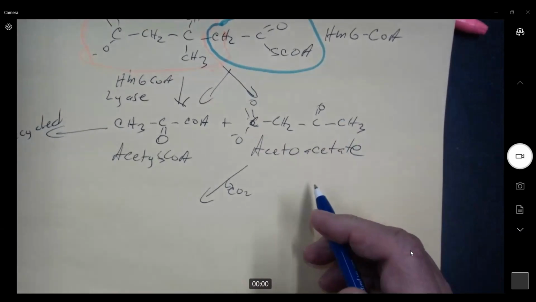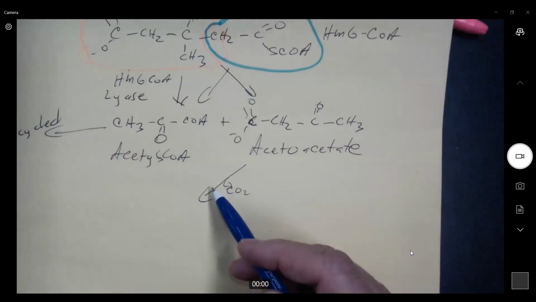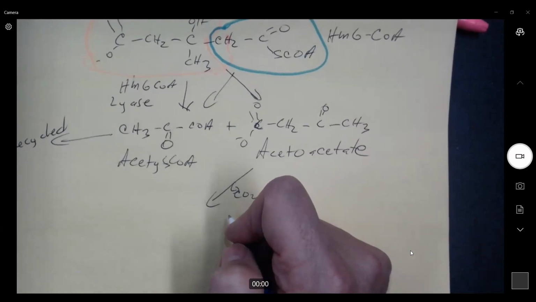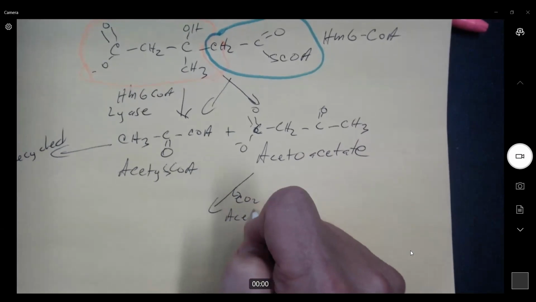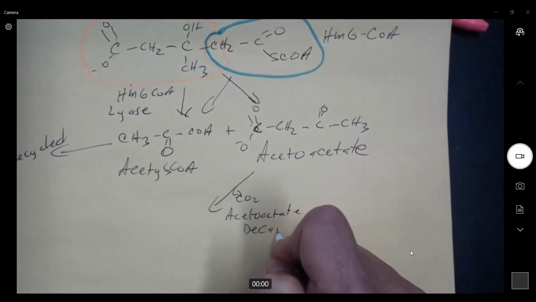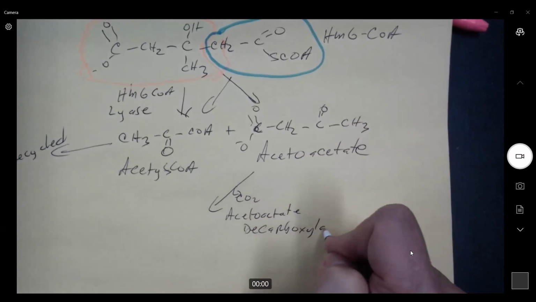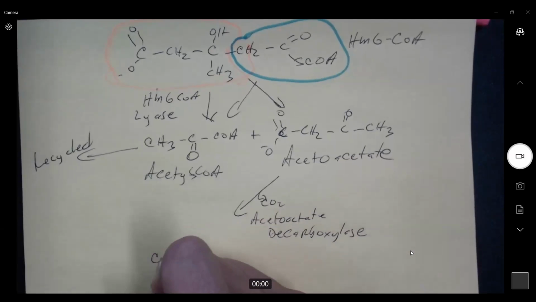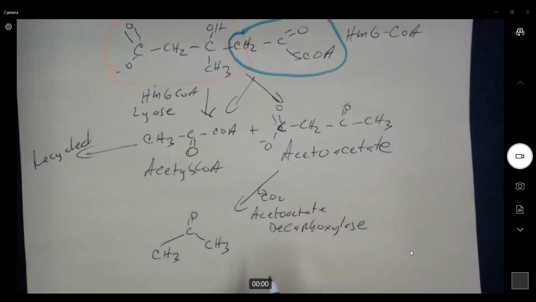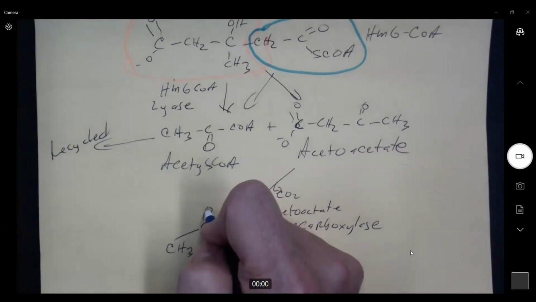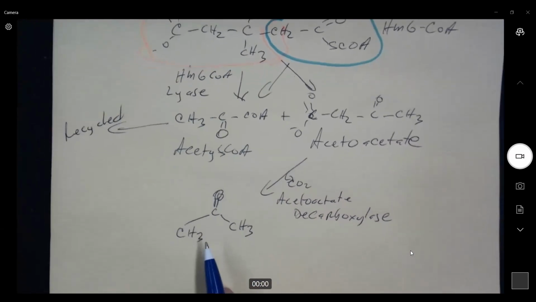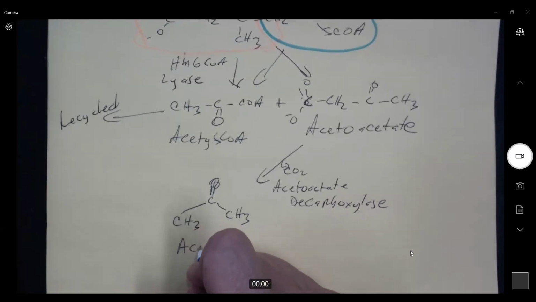So if you decarboxylate that, which is actually not that hard to do, and that's acetoacetate decarboxylase, that is going to generate something very familiar to all of you. And if you don't recognize that molecule, you should have a chemistry set thrown at you. This, of course, is acetone.